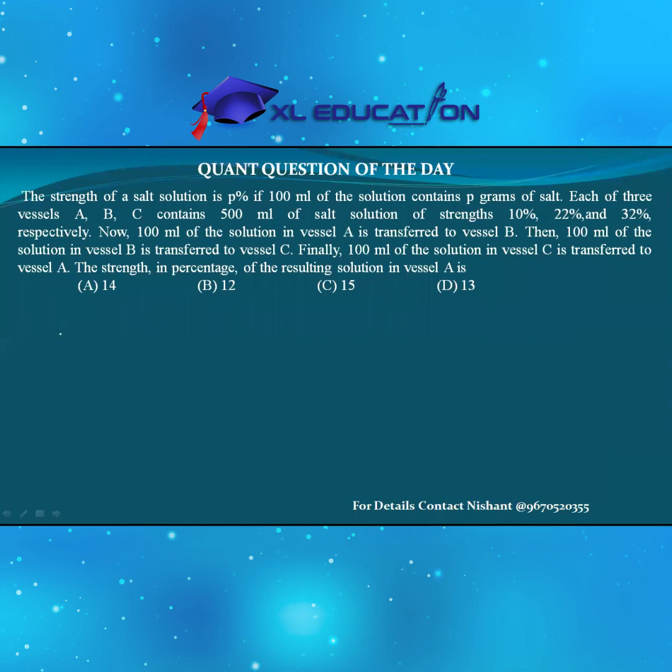The strength of a salt solution is P% if 100 ml of solution contains P grams of salt. Each of three vessels A, B, C contains 500 ml of salt solution of strengths 10%, 22% and 32% respectively. Now 100 ml of solution in vessel A is transferred to vessel B. Then 100 ml of solution in vessel B is transferred to vessel C. Finally, 100 ml of solution in vessel C is transferred to vessel A. The strength in percentage of resulting solution in vessel A is?